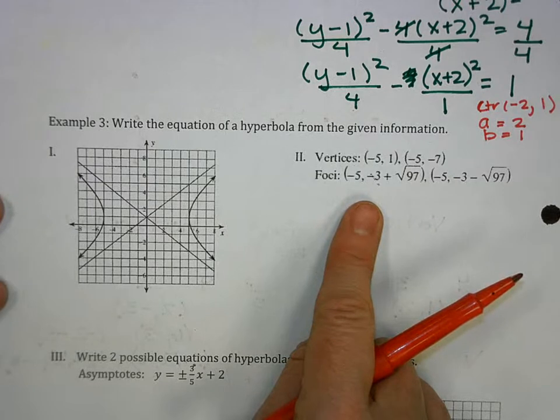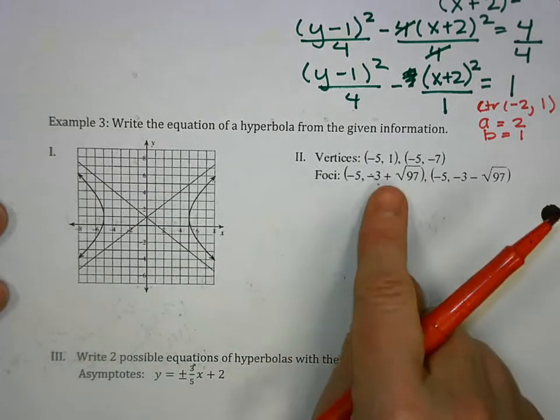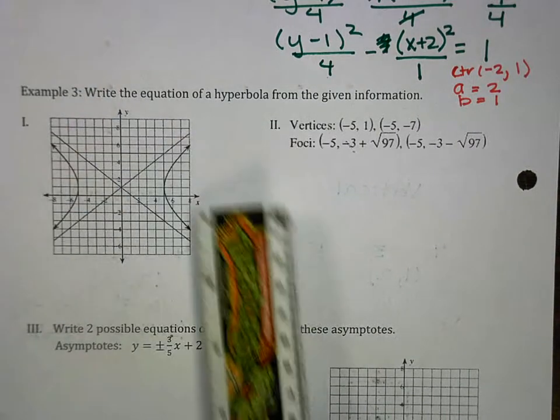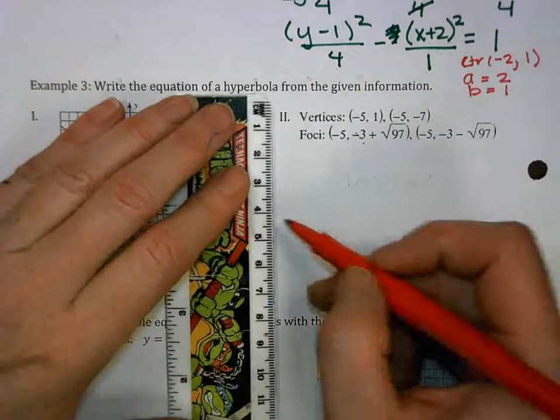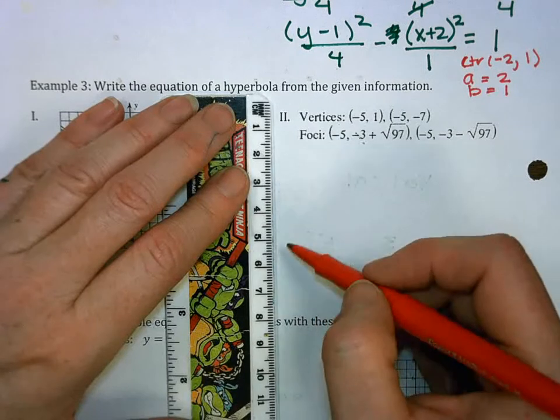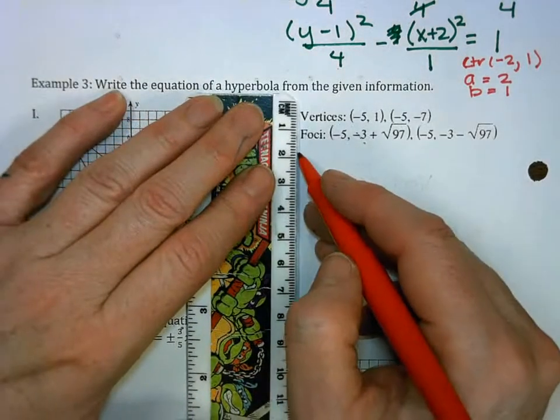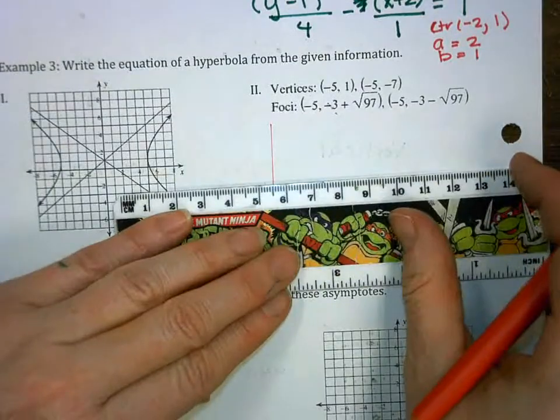Write the equation of a hyperbola from the given information. So, all right, we've got two problems here. Let's do number 2 first, since I started there. Okay, I'm going to sketch. I always want to sketch. Negative 5, 1, negative 7.